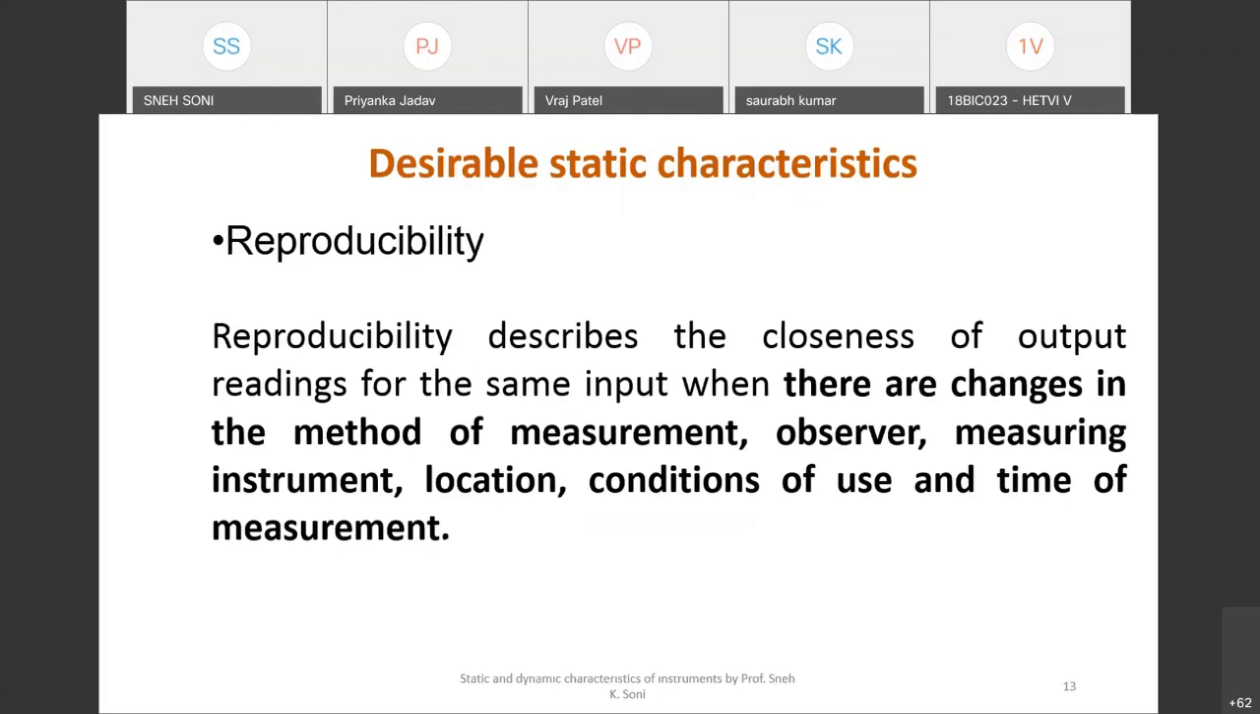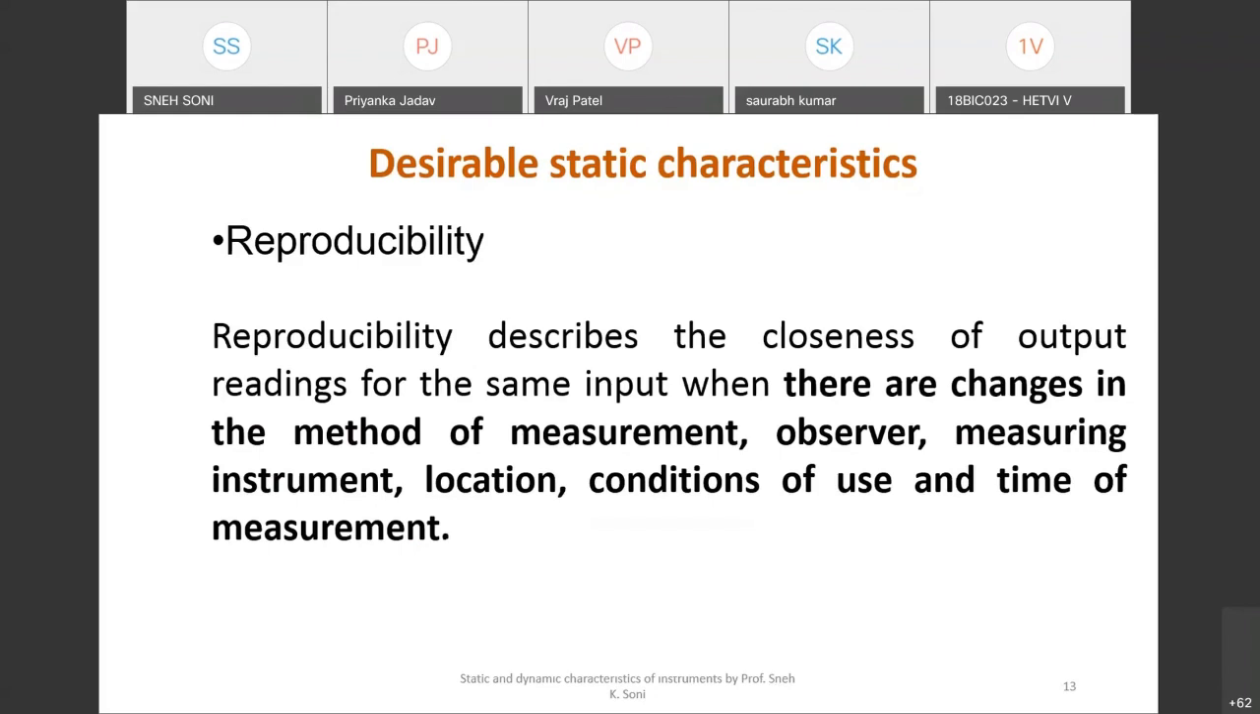Okay. Reproducibility describes the closeness of output readings for the same input when there are changes in the method of measurement, observer, measuring instrument, location, conditions of use, and time of measurement. Okay. So after reading about these two terms, reproducibility and repeatability, the highlighted points you can see are the main difference, right?